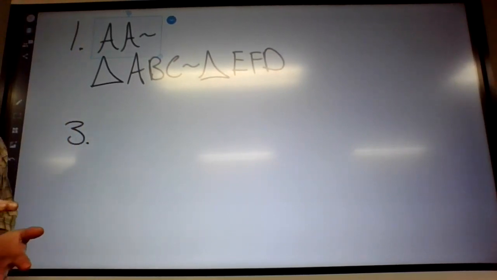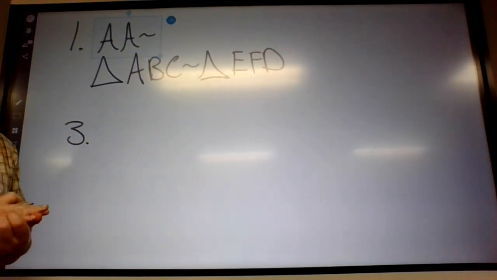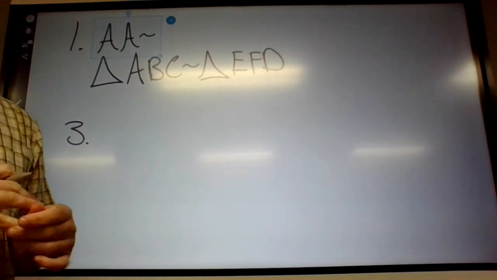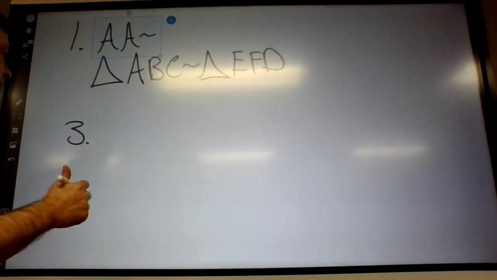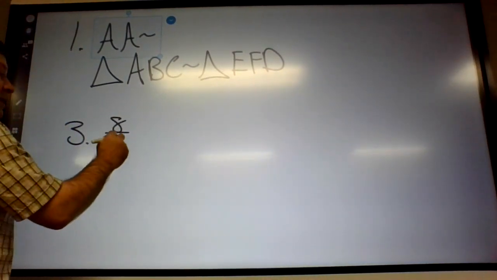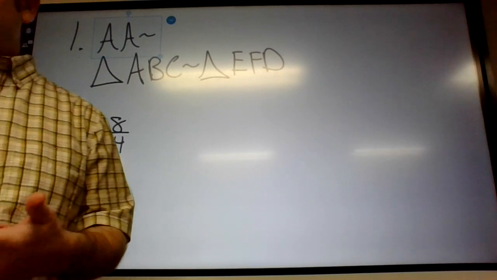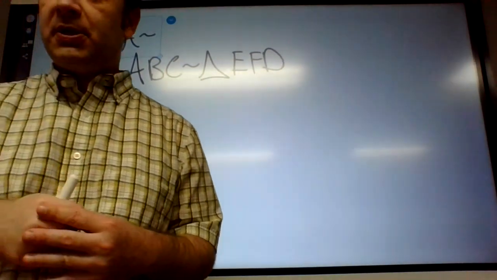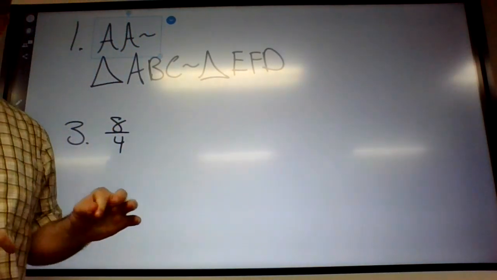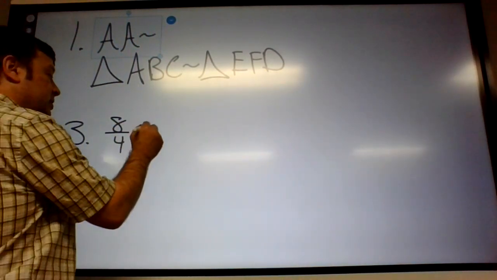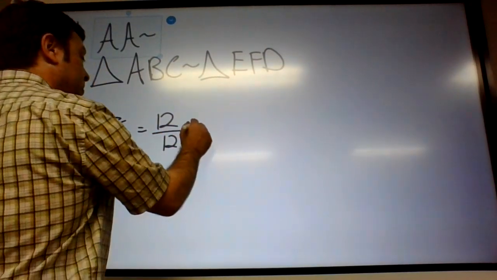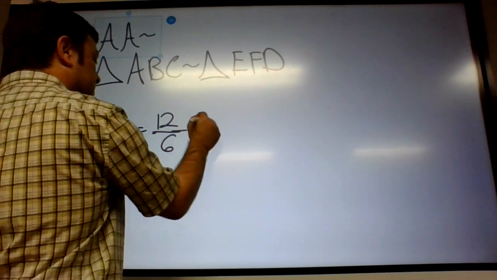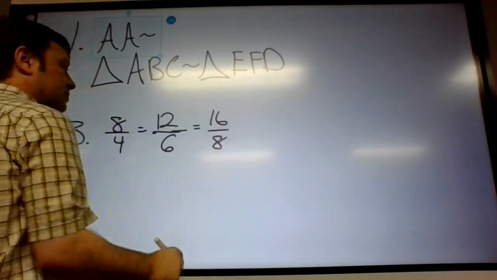Number 3, are those similar? Well, you can't just assume, you got to check. If they are similar, the 8 on the big triangle should match the 4 on the little triangle. The little side goes with the little side, the medium with the medium, and the big with the big. So 8 goes with 4, 12 goes with 6, and 16 goes with the 8 on the little triangle.